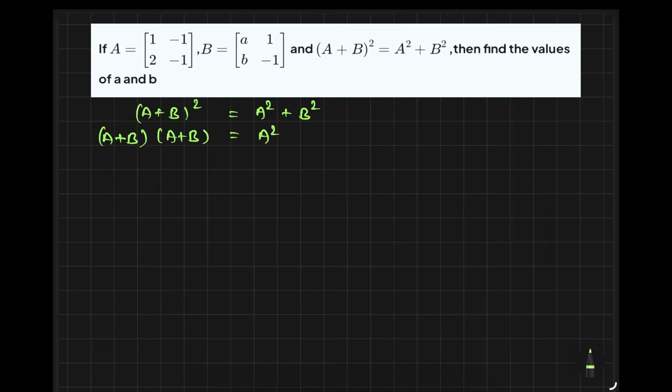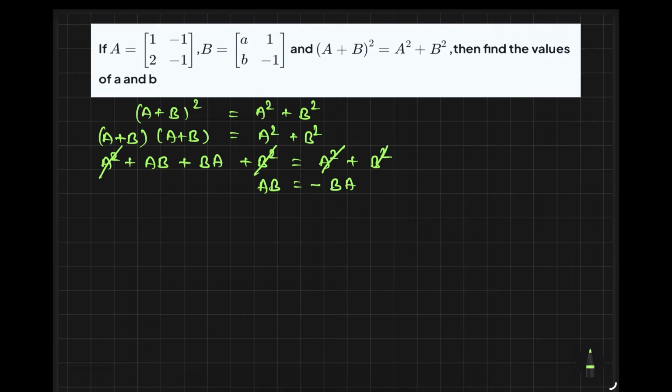You know that matrices follow the order, so A with A will become A square, A with B will become AB, then B with A will become BA. Matrix follows the order. If B comes first, you have to write B first, and then B into B will become B square. So here we have A square plus B square. Now you can play fruit ninja. A square gone, B square gone. So can I write AB equals minus of BA? So this is the idea.